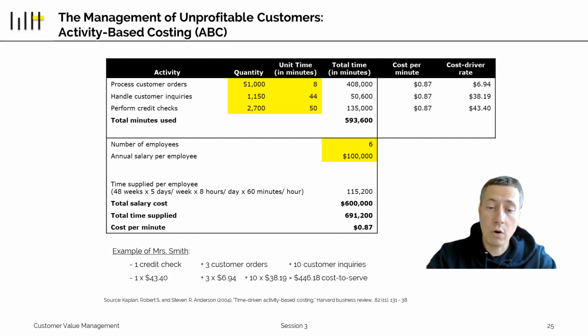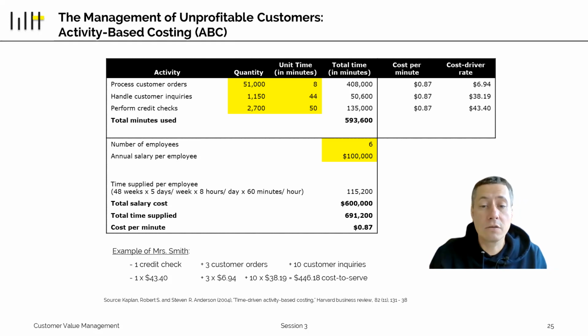This means if Mrs. Smith in those 3 orders does not make at least $446.18 in revenue, or even in contribution margin, if we take away the cost of goods sold, then Mrs. Smith becomes unprofitable. And you would see that the driver of the unprofitability, if you look at Mrs. Smith, is that she makes so many inquiries because she calls on average 3 times for each order with questions, with change requests, whatever. And it's this large number of customer inquiries that makes her unprofitable.